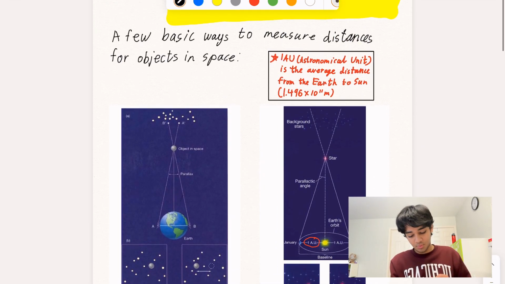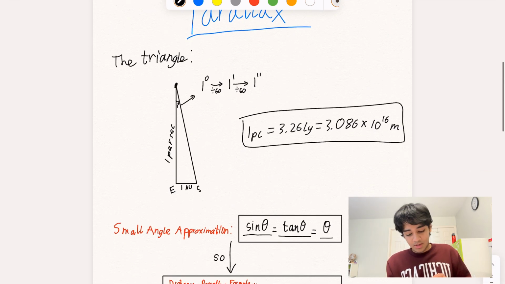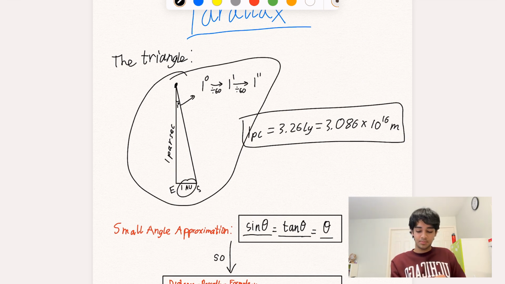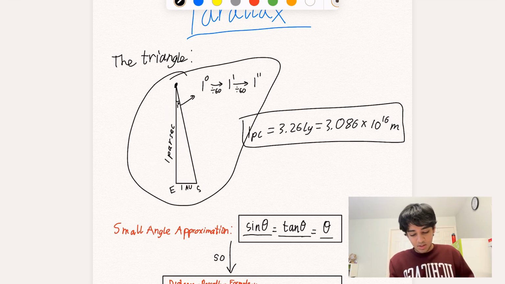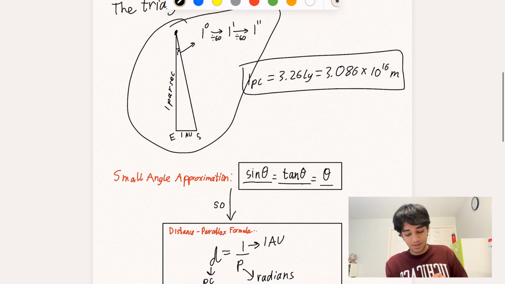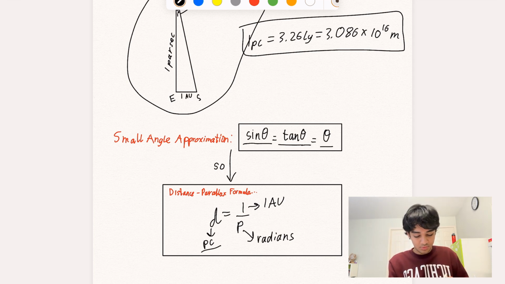First, we went over 2 ways that we can measure distances in space. Then we tried doing that ourselves by defining a triangle that has 1 astronomical unit on this side. We have 1 parsec on this side, and this angle is 1 arcsecond. When we're given problems, we can get angles of any size, we can get distances of any size, but that doesn't stop us from finding the missing side of the triangle with this formula, where the distance is in parsecs. Here, this 1 stands for 1 AU, and the P, the parallax angle, is in radians.